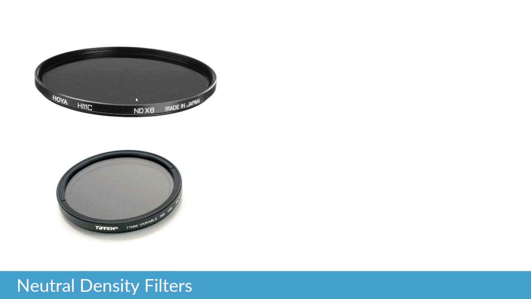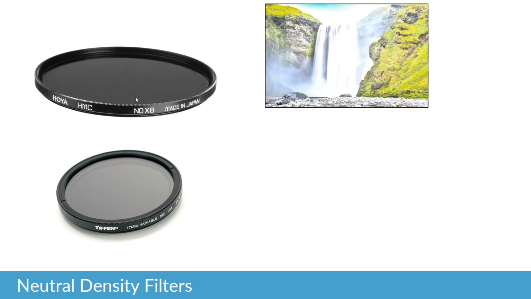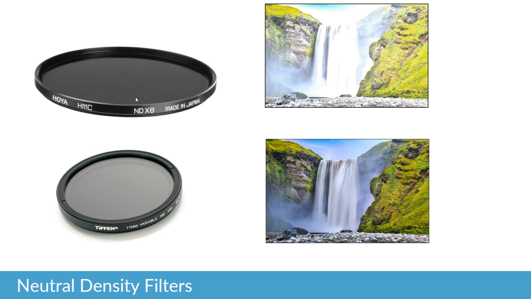You can get them in a couple of varieties. I would recommend going with a variable neutral density filter if you can afford it, of course. And these would allow you to change the amount of stops of darkness that you can use within the scene. And they will take an overexposed shot like this, where you're trying to capture the running water, and allow you to get the correct exposure.